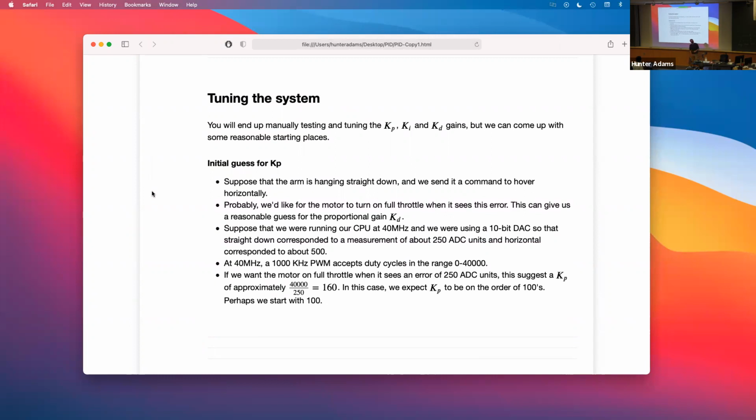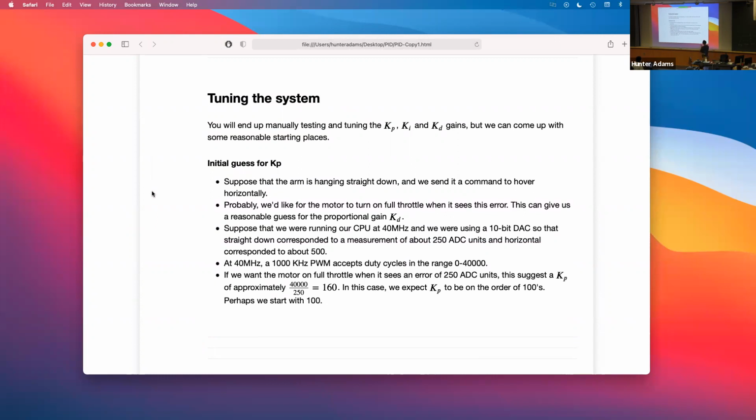So what should be your initial guesses for these things? And there are systematic ways for coming up with this, which we can talk about. There's also some kind of hand-wavy ways that get you in the neighborhood relatively well. And then once you're in the neighborhood, you play with it.